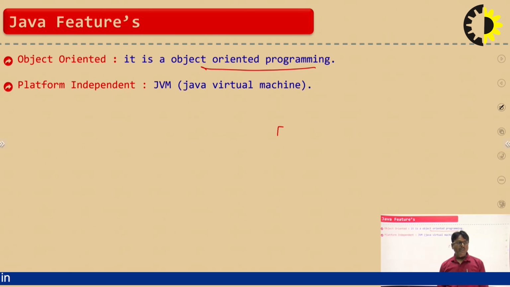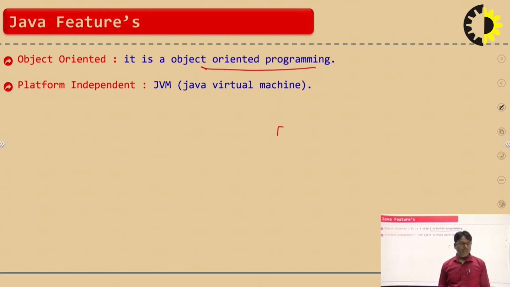Another feature of Java is that it is platform independent, and this is mainly done with the help of the JVM, that is, the Java Virtual Machine. The Java Virtual Machine is a software layer. This helps to convert high-level languages into machine-readable code, which can be converted into platform-independent code.